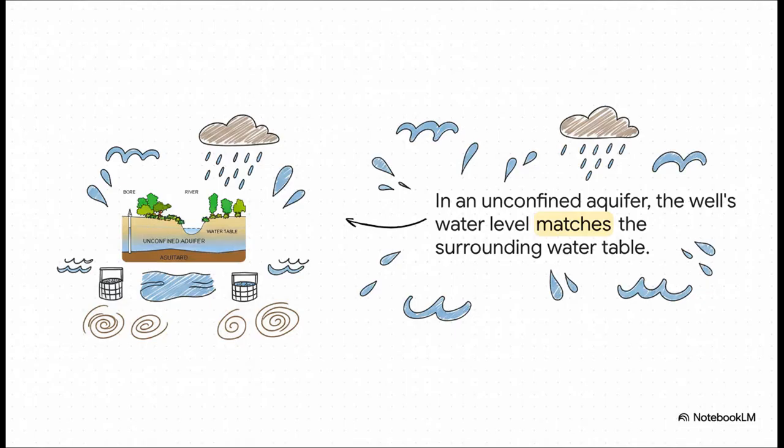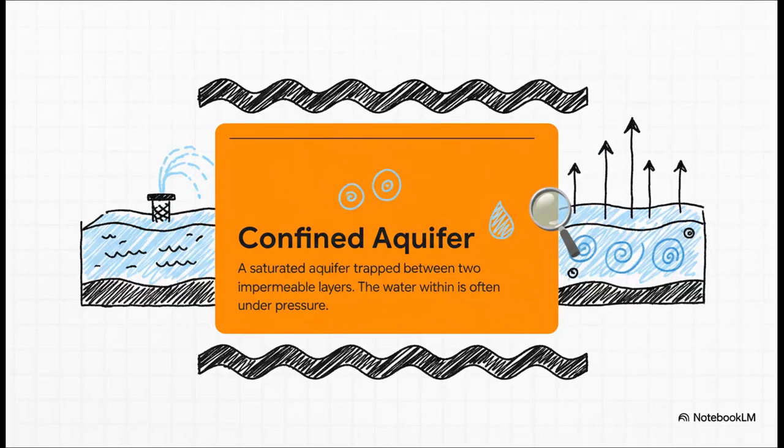Its top surface is the water table, which means any rain that soaks into the ground can fill it right back up. And this slide just makes it crystal clear. If you were to drill a well into one of these unconfined aquifers, the water level inside your well would sit at the exact same height as the water table around it. It's simple. It's direct. But things get a lot more interesting when we talk about a confined aquifer.